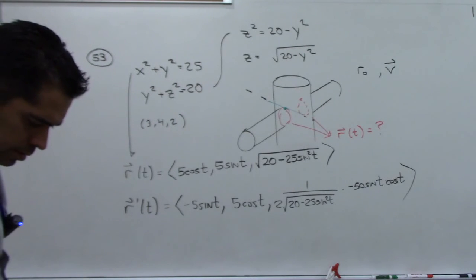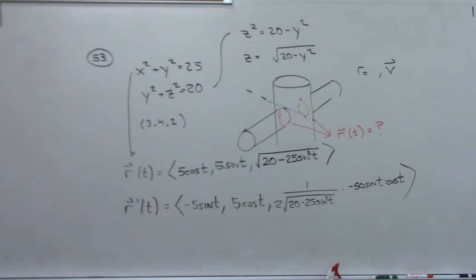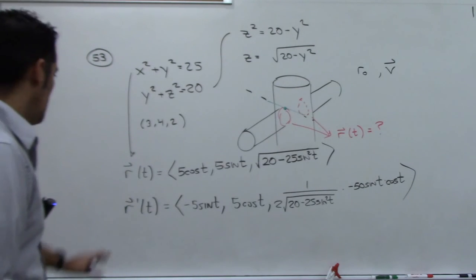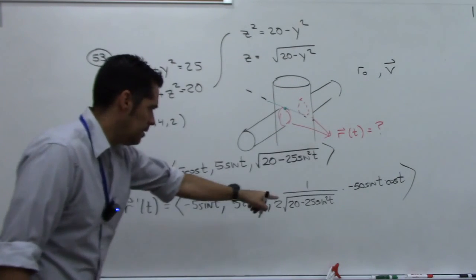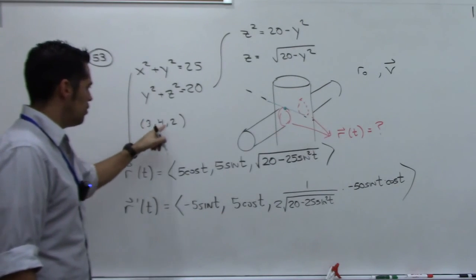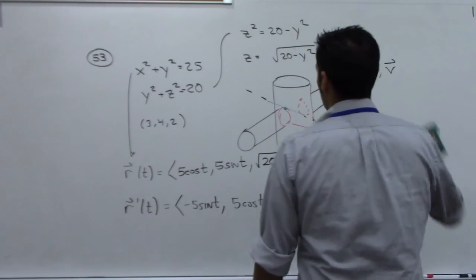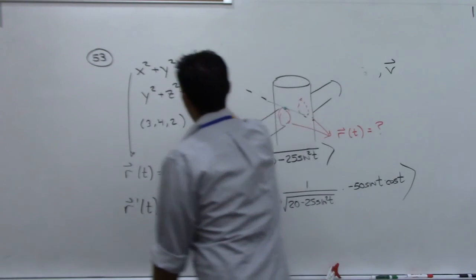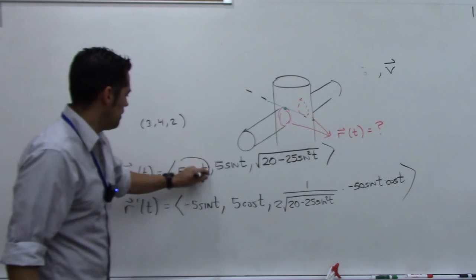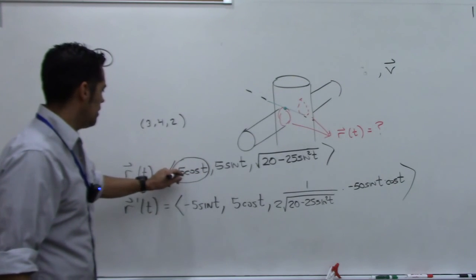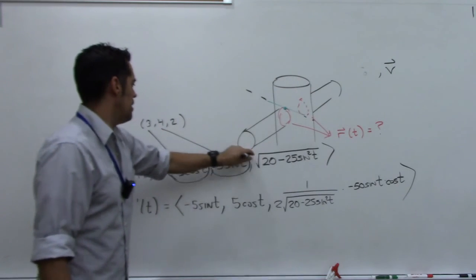All right, now how do you find t? That's going to be tricky, right? So all I need to know now to get my direction vector is to figure out what point in time gives me the point 3, 4, 2. All right, that's not obvious, is it? So let me see if I can convince you of what it is. Okay, what I know first is that this right here has to turn into a 3, this one has to turn into a 4, and that one down there has to turn into a 2.